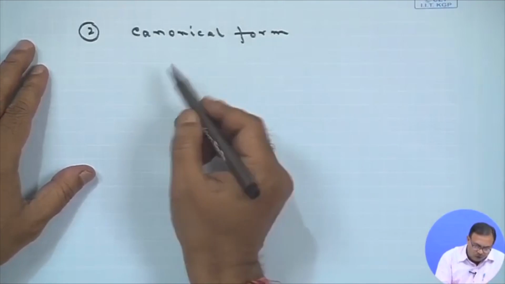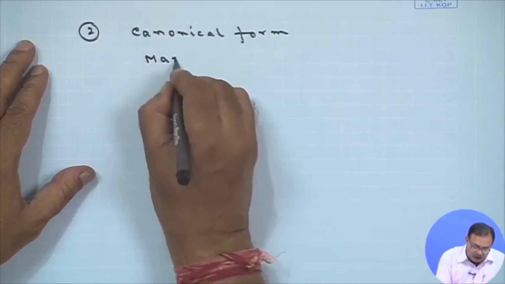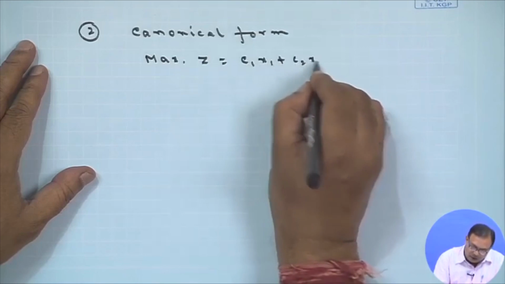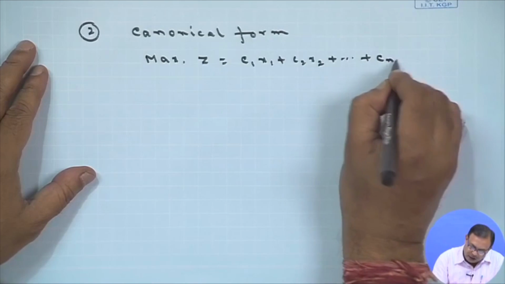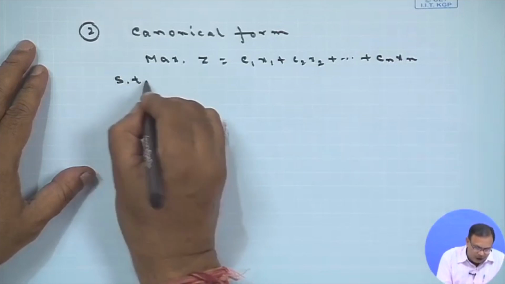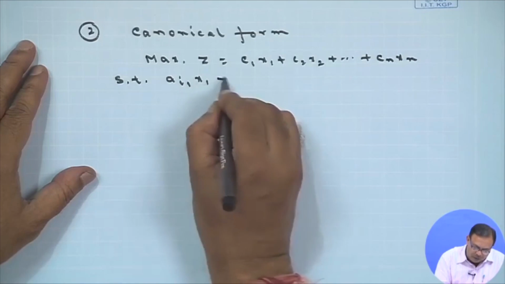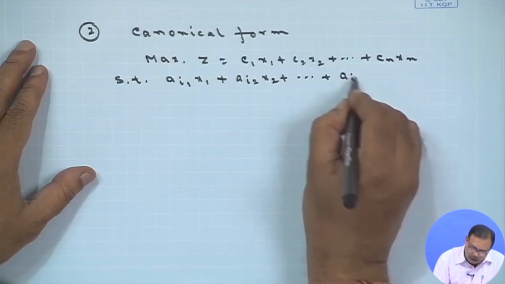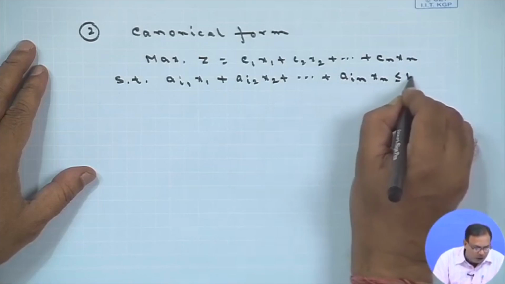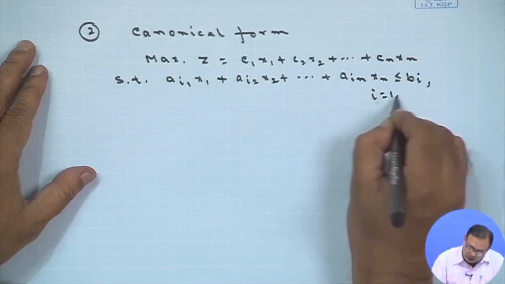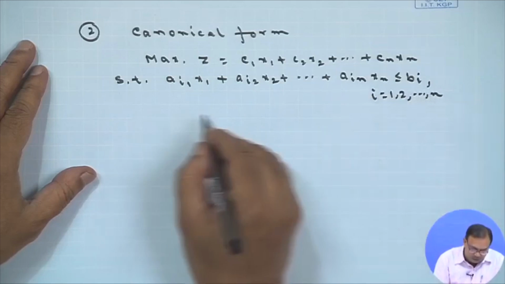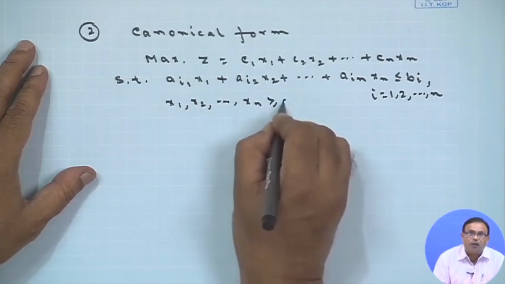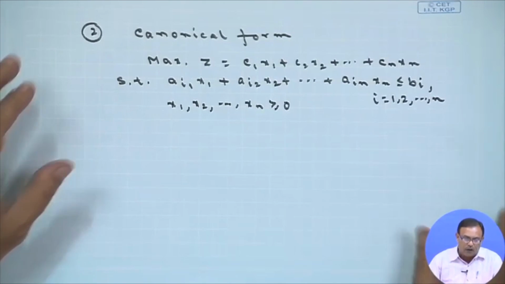In canonical form, we always write the LPP in this form: maximize z equals C1 x1 plus C2 x2 plus and so on, plus Cn xn, subject to ai1 x1 plus ai2 x2 plus and so on, plus ain xn less than equals bi, where i takes the values 1, 2, and so on up to m, and obviously x1, x2, up to xn, all the decision variables, are greater than equals 0.